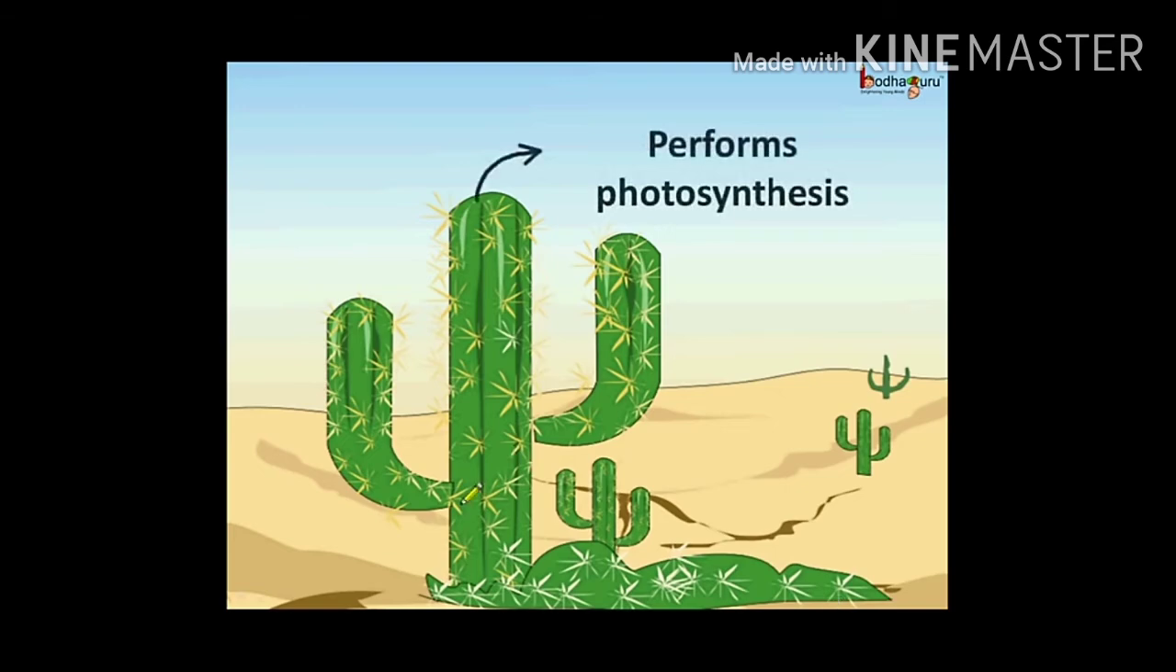Why? This is because in cactus, it is the stem which performs photosynthesis, meaning it can prepare food. Not only this, as water is scarce, the stems also store water. And what about the leaves? The leaves are reduced to spines so that the loss of water due to transpiration is minimum.